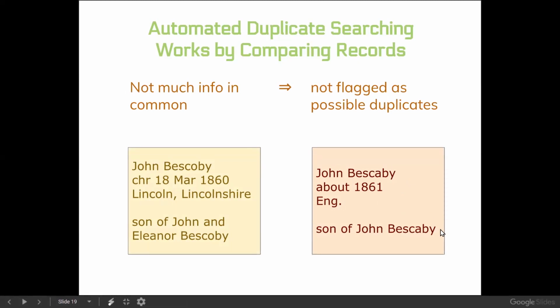Well, as it happens, because of doing research, I know that these two individuals are the same, but would Family Tree consider them to be the same? Possibly not. And the reason I'm not going to say absolutely is that Family Tree keeps refining their duplicate algorithms. So the point here is not these specific examples. The point is that if there's lots of information in common, Family Tree will flag it as a duplicate. If there's not as much in common, Family Tree may not flag it as a duplicate.